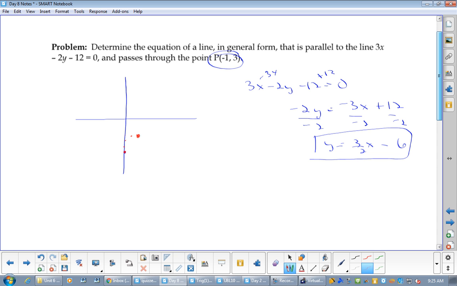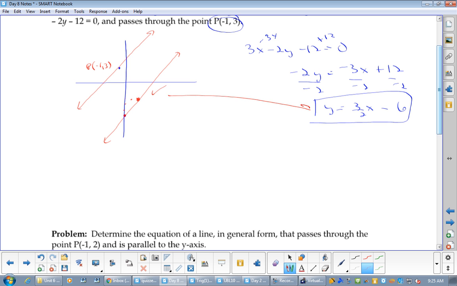So we're looking at roughly this line here. And it says, can you find me the equation of a line that passes through negative 1, 3? Negative 1, 3 is about right here. Right? Does that look good? And I want it to be parallel to it. So this is point negative 1, 3. So how do I find the equation of that line? I know the equation of this line is right here. How do I find the equation of this line?